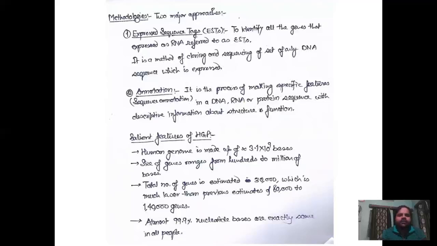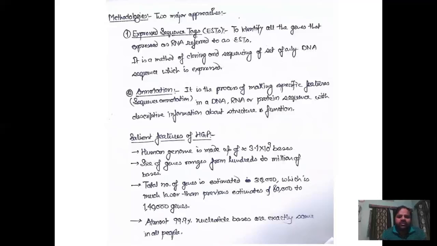The second method was annotation. It was the process of marking specific features in DNA, RNA, and protein sequences, with descriptive information about structure and function. So in the case of ESTs, they took only those sequences which were expressing, and in the case of annotation, they defined that particular EST in terms of its structure and function. That was called annotation.